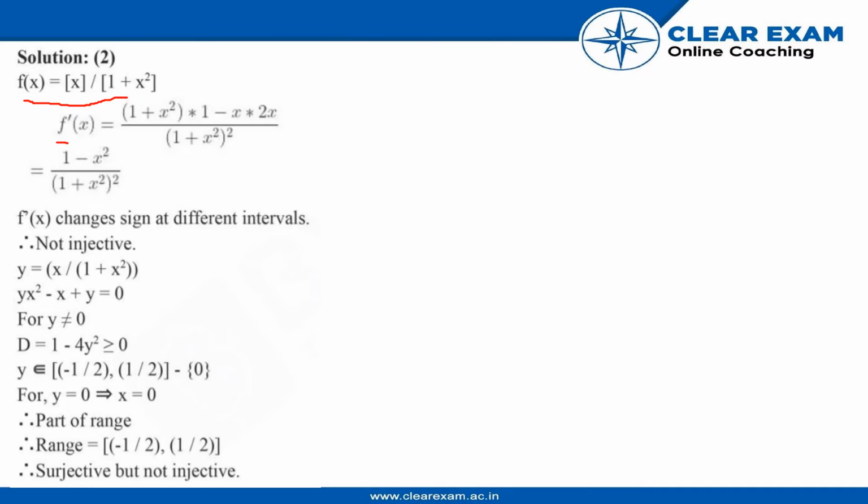So, the first derivative of the function is (1 plus x square) into 1 minus x into 2x upon (1 plus x square) whole square, which when solved gives the equation (1 minus x square) upon (1 plus x square) whole square. Seeing the numerator, we can surely say that the value of the derivative would change its sign at different intervals. So thus, it is not injective.